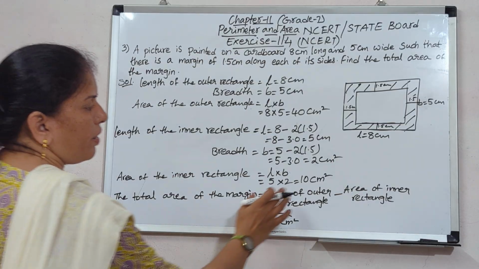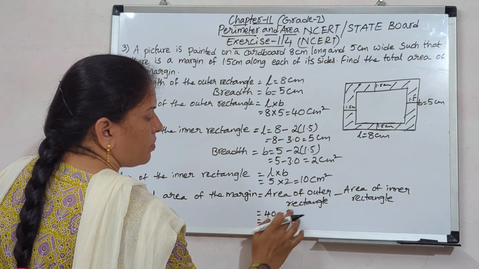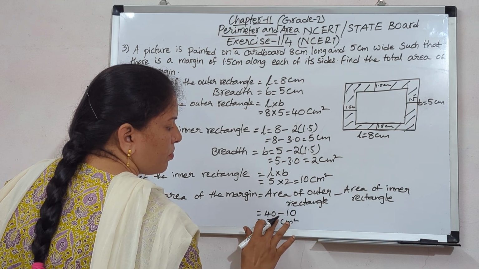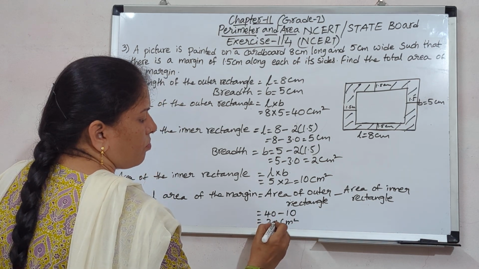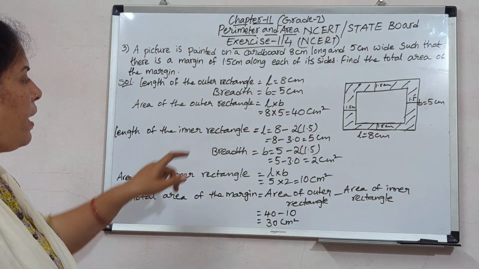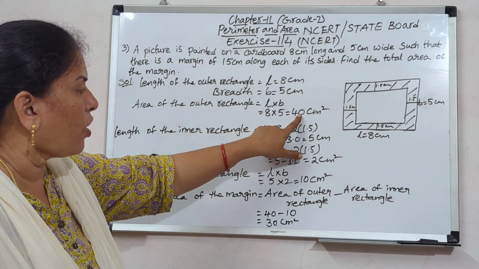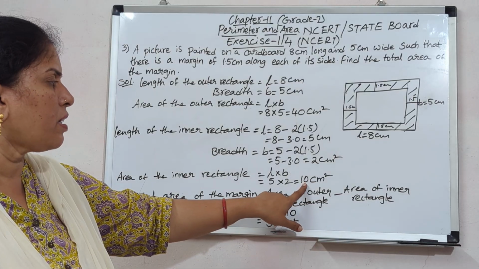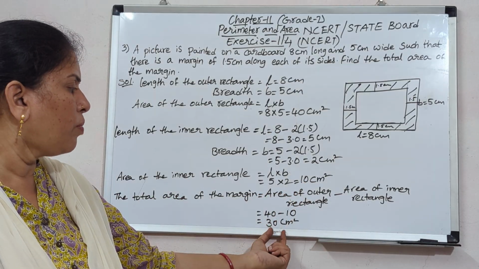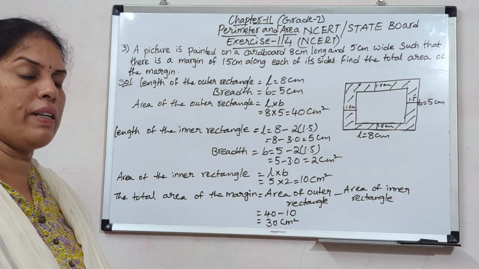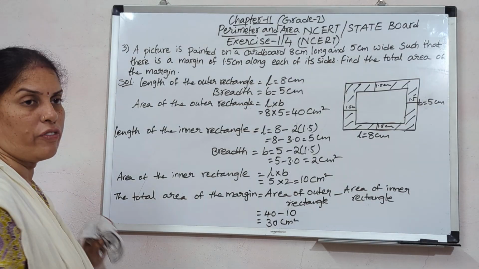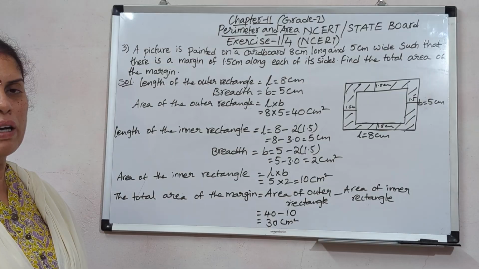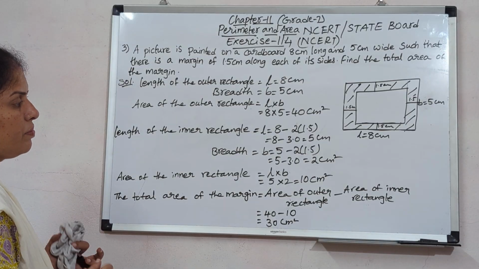Okay, sorry, 10 now here. 10, sorry. Area of the outer rectangle is 40 square centimeters. Area of the inner rectangle is 10 square centimeters. So how much space do they occupy? 30 square centimeters. This is the area of the margin, the total area of the margin. All of you understood? Thank you.